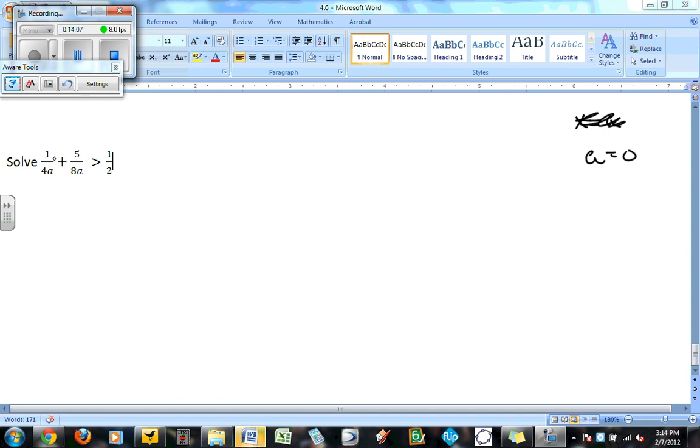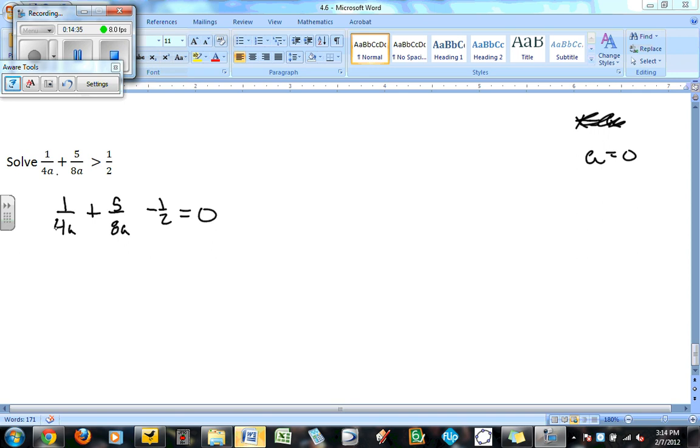Next thing is what's going to make this thing true. So we're going to go ahead and set this thing equal to 0, and we'll solve. So let's go ahead and get 1/4 a plus 5/8 a minus 1/2 equals 0. So what's going to make this thing equal 0 is also another thing we have to test. So we're going to solve for a.